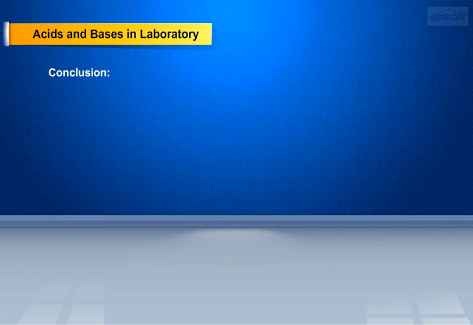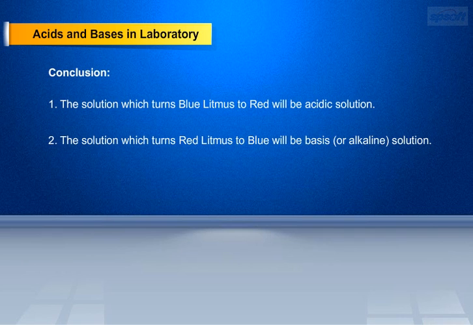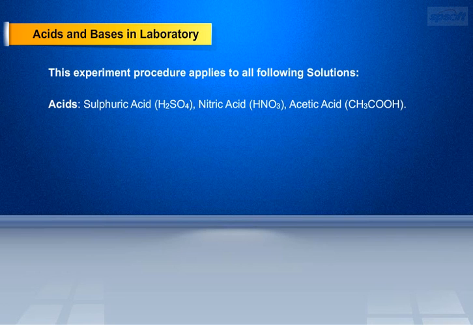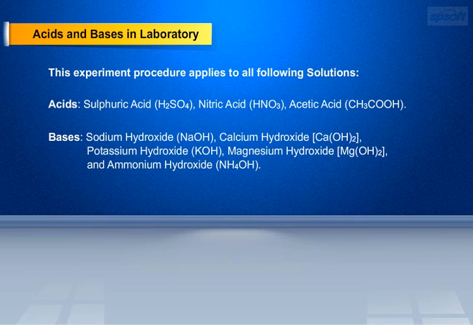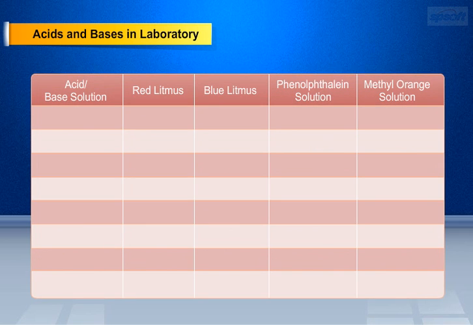The conclusions for this experiment are: the solution which turns blue litmus to red will be an acidic solution. The solution which turns red litmus to blue will be a basic or alkaline solution. This experiment procedure also applies to all following solutions. Acids: sulfuric acid, nitric acid, acetic acid. Bases: sodium hydroxide, calcium hydroxide, potassium hydroxide, magnesium hydroxide, and ammonium hydroxide. Let us see in detail each one.